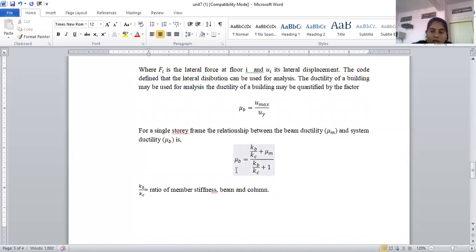You can write down this question also: how to calculate the member ductility for each and every component. So KB upon KC is the ratio of member stiffness for the beams and the columns.